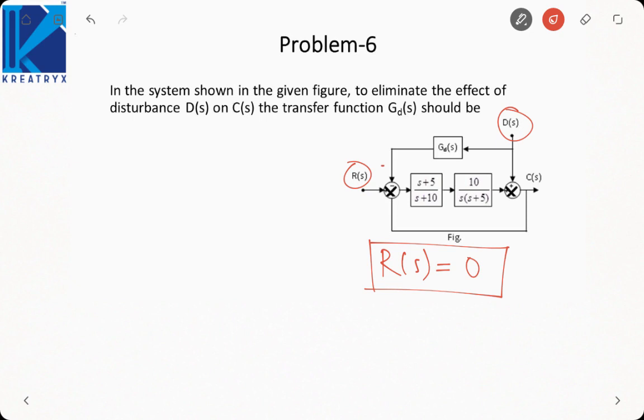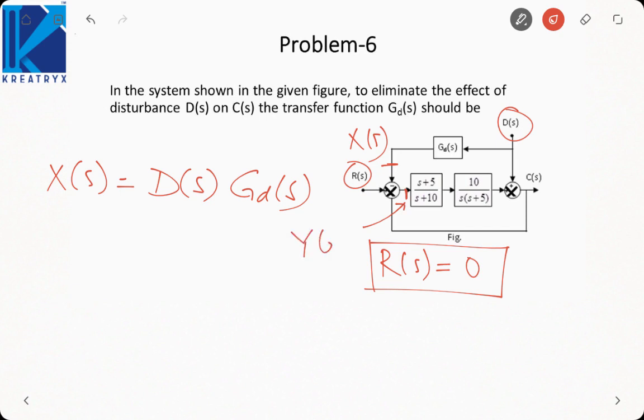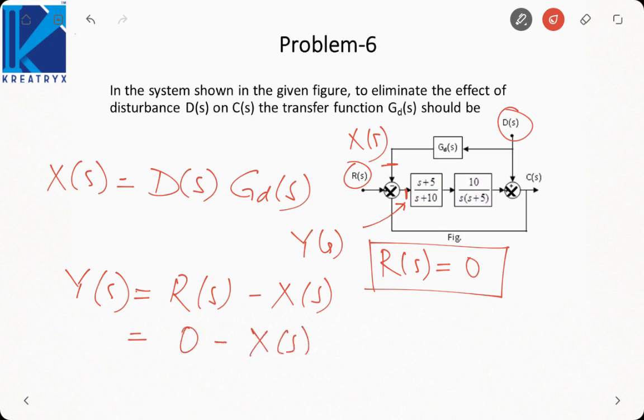Now let us see what signal is coming here. The signal that is coming here, let us say X(s). X(s) is equal to D(s) into G_D(s). This would be my X(s). R(s) is 0 here. So the signal that is coming here, let us say Y(s). Y(s) is R(s) minus X(s). Since in transfer function we can consider only one input, it would be 0 minus X(s), that is minus D(s) into G_D(s). So let us consider here the signal as Z(s).